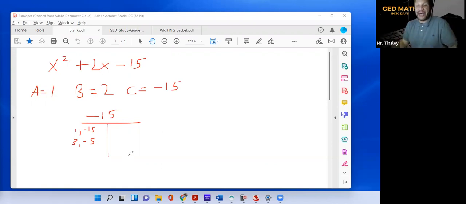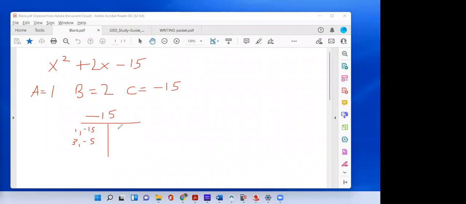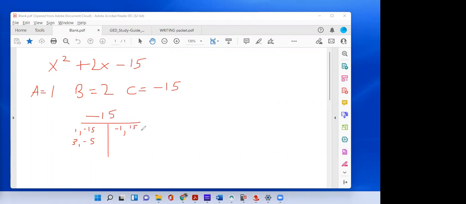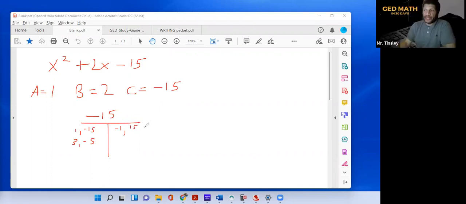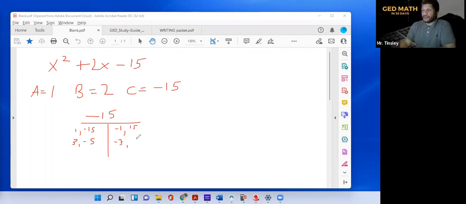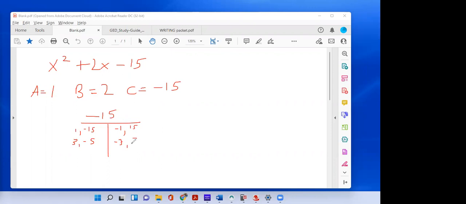Let's reverse the signs. The opposite of +1 is negative 1. The opposite of -15 is positive 15. The opposite of +3 is negative 3. And the opposite of -5 is positive 5.